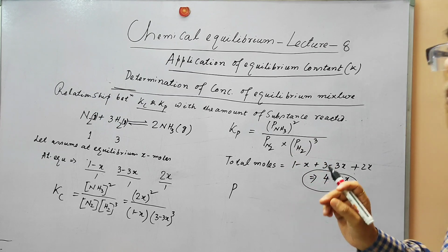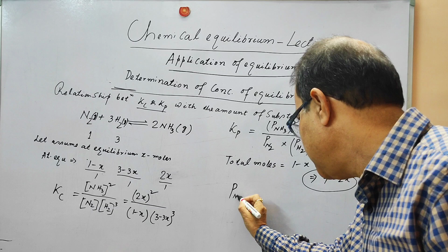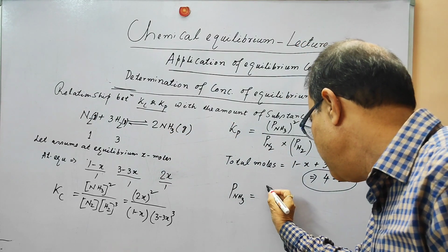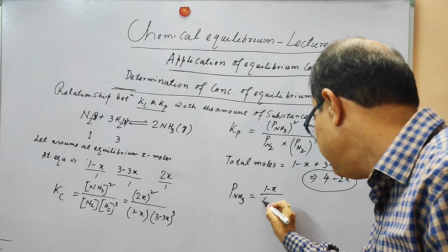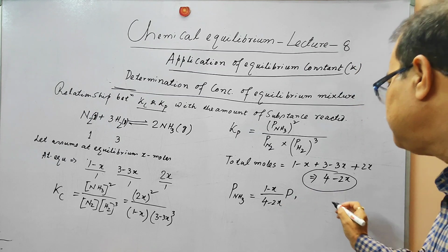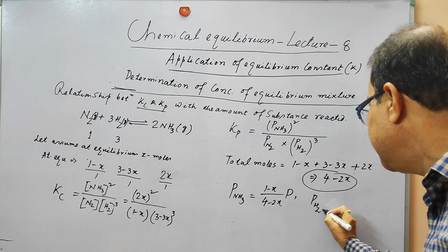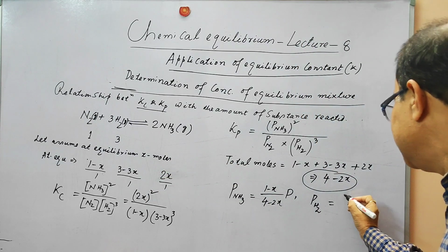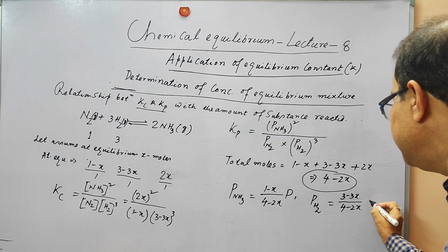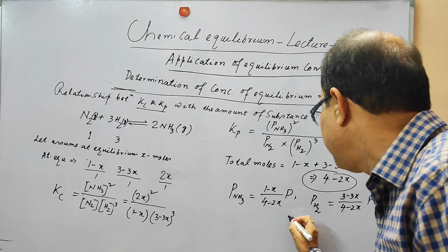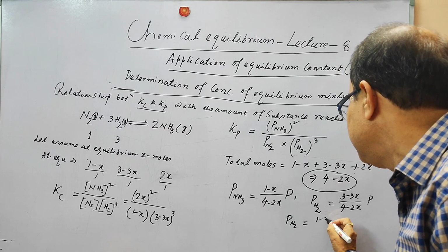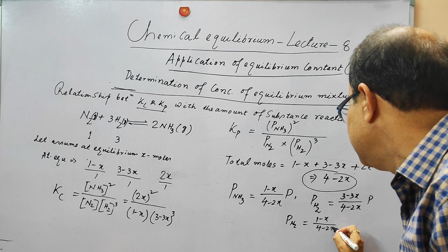Suppose this total pressure is P, capital P. So we can say the partial pressure of NH3 is its mole fraction times the total pressure. What is the mole fraction? The mole at equilibrium, that is 2x, divided by total mole 4 minus 2x, into total pressure P. Partial pressure of H2 we can calculate: mole fraction of H2, that is moles of hydrogen 3 minus 3x by total mole 4 minus 2x, into pressure P. And for N2, similarly, that is 1 minus x divided by 4 minus 2x into P.